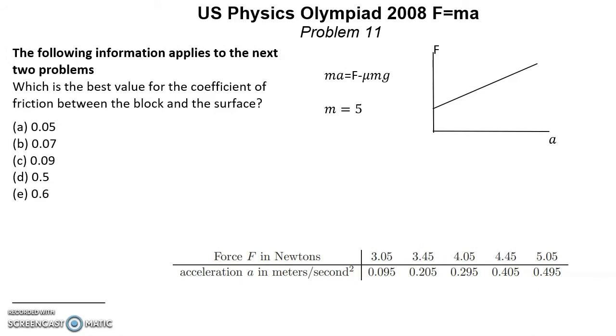Problem number 11. We have the same setup as for the previous problem, number 10, but the question is this: which is the best value of the coefficient of friction between the block and the surface? Again, to solve this problem, we can use this equation, ma equals F minus μmg. And now we already found the mass. It's 5 kilograms.